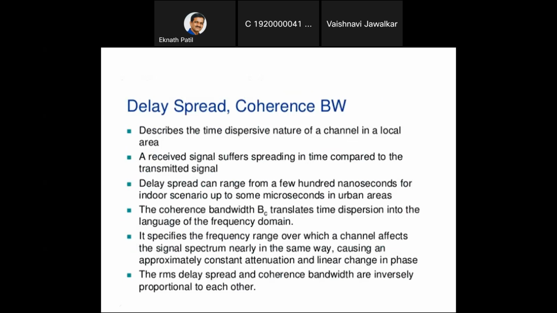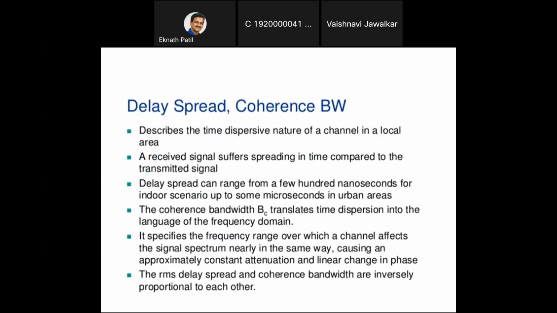Coherence bandwidth translates the dispersion into the language of the frequency domain. It specifies the frequency range over which the channel affects the signal spectrum nearly in the same way, causing approximately constant attenuation and a linear change in phase. These particular things are understandable if you read them, much more is not problematic, I think. Okay, so the RMS delay spread and the coherence bandwidth are inversely proportional to each other.